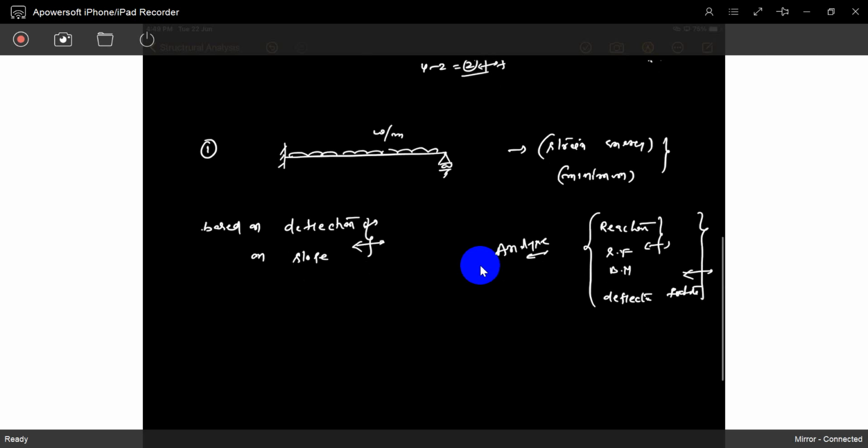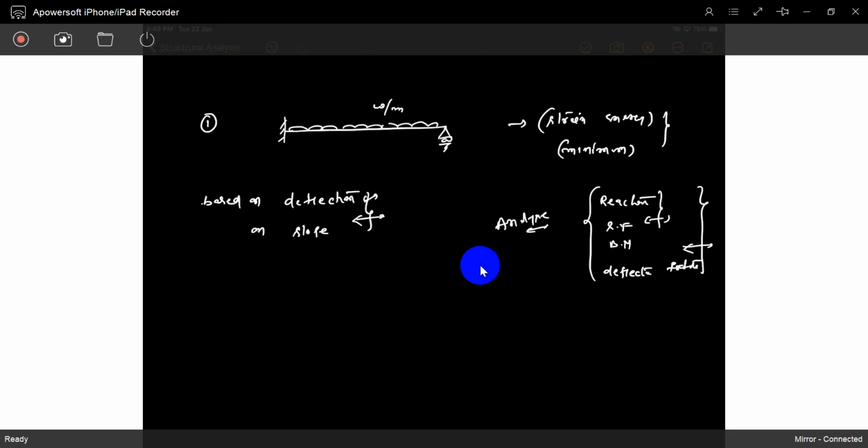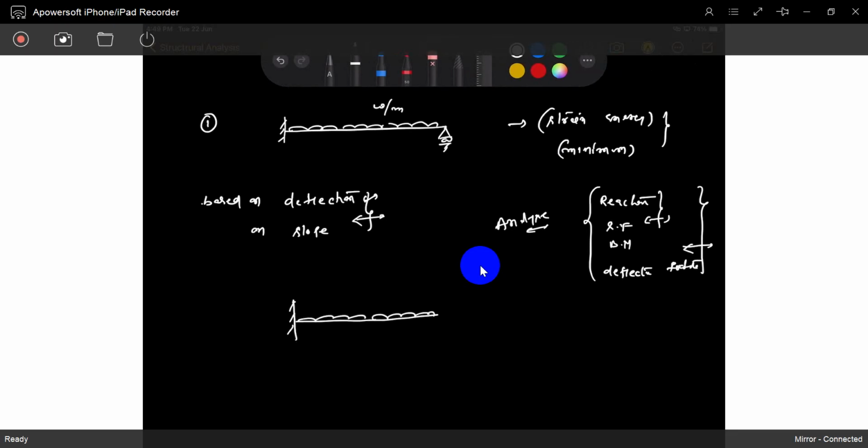So first I will solve by deflection. What is deflection? Just imagine this is a beam. What is the deflection at the end? See how it deflects. You know it: WL power 4 by 8EI. You already know. That's why you require the deflections and slopes of common structures, the basic equations.